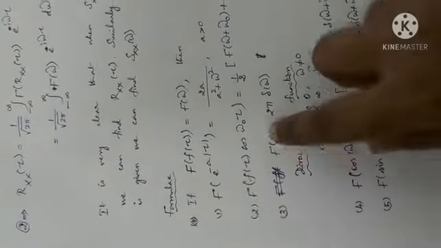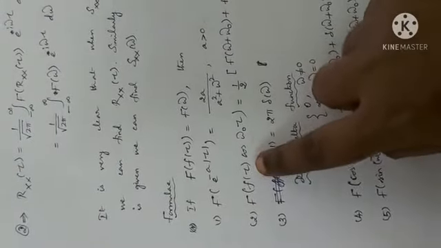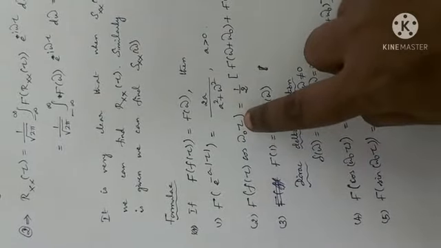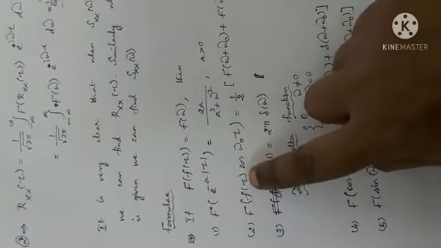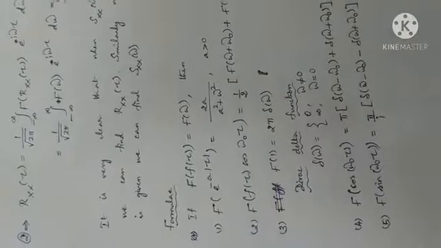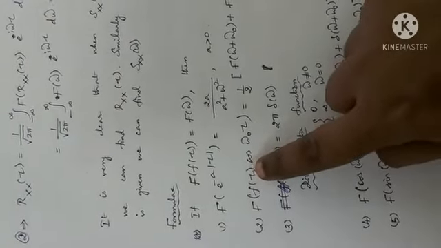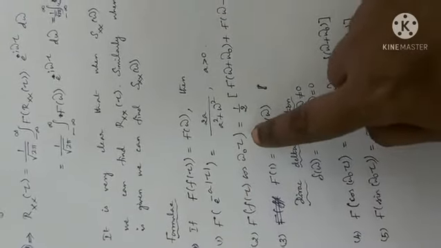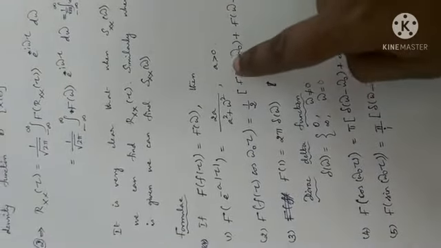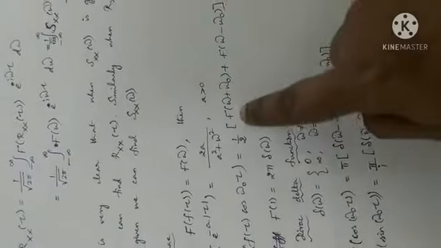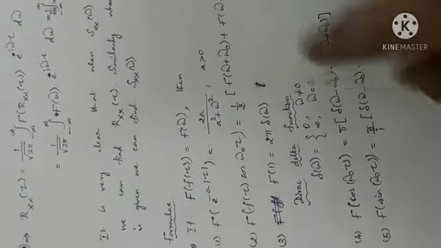Now for the next formula: the Fourier transform of f of tau into cos omega naught tau. Usually we take f of t, but according to our unit, it should be f of tau, not f of t. The answer is 1 by 2 into F of omega minus omega naught plus F of omega plus omega naught. Our answer should be a function of omega. We learn it as a formula.